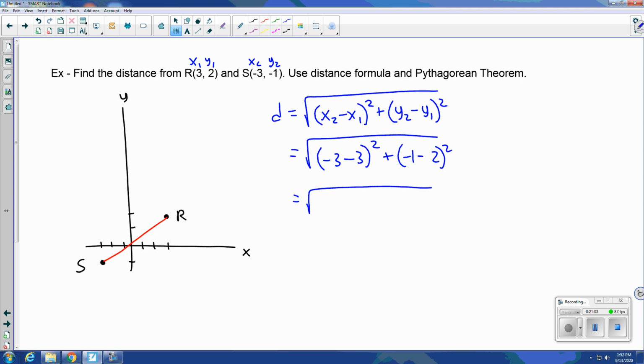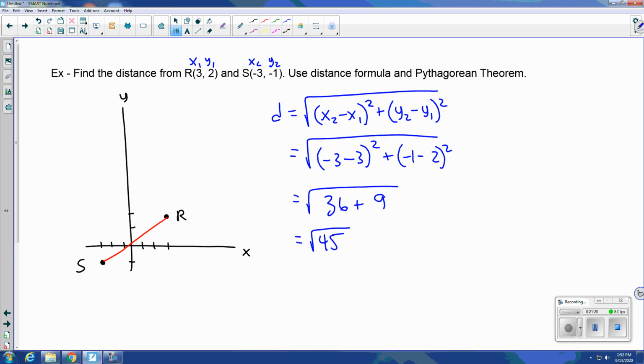As you can see, we're going to get negative values, but squaring takes care of that. It makes it positive. So we're going to get -6 squared, which is positive 36, plus -3 squared, which gives us 9. Therefore, the distance is the square root of 45.